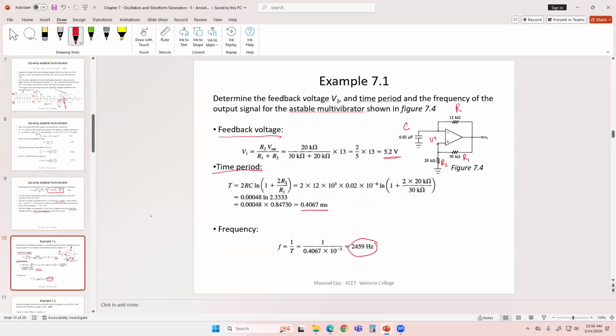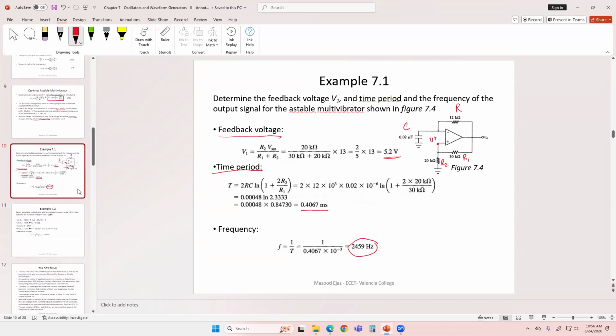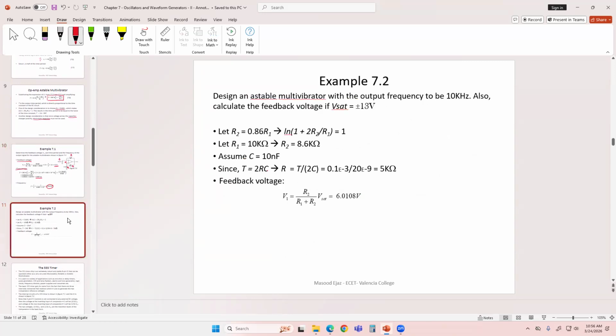So simply all the equations, and then you're calculating the values from those equations. 7.2 again, I solved it already. Design an astable multivibrator with output frequency of 10 kilohertz. Also calculate the feedback voltage if V saturation is positive, negative 13 volt.